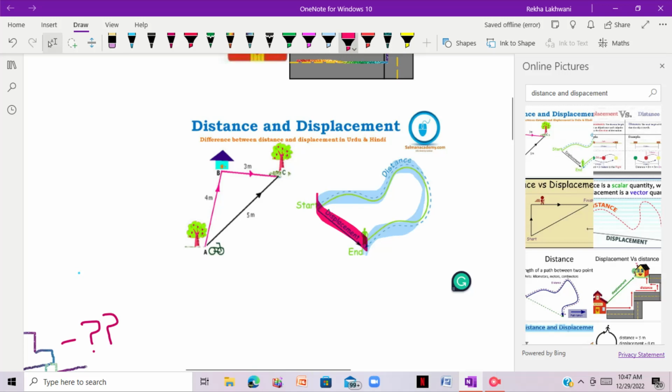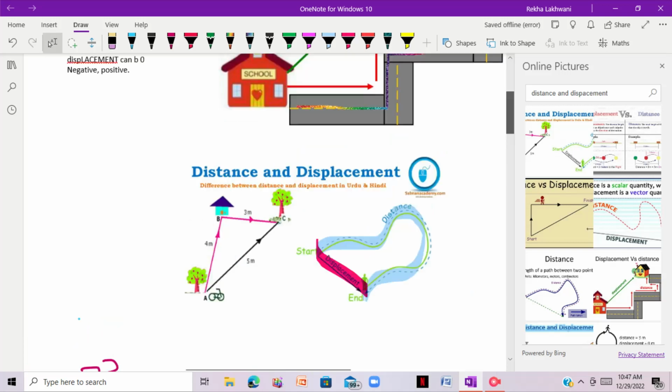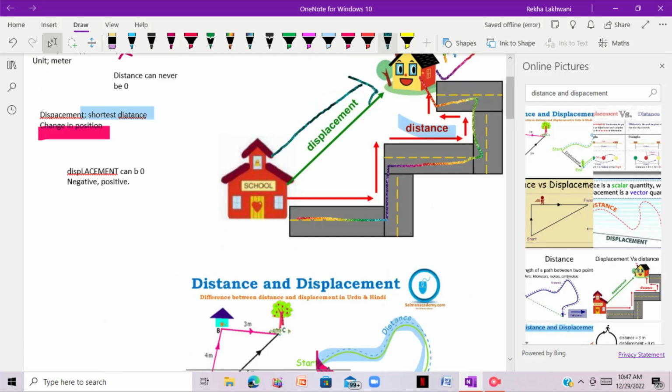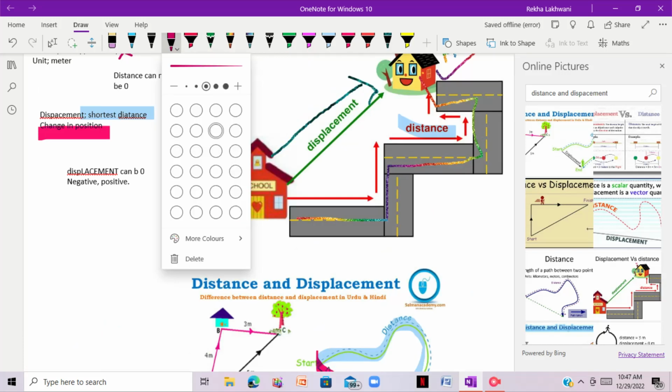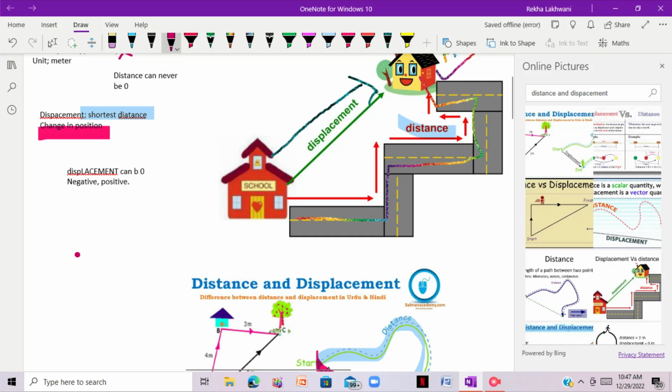But what about displacement over here? As I said, displacement is the shortest distance. How do we see this? From the initial point to the final point, that distance is known as displacement. So our initial point is this, and this is our final point too, right?